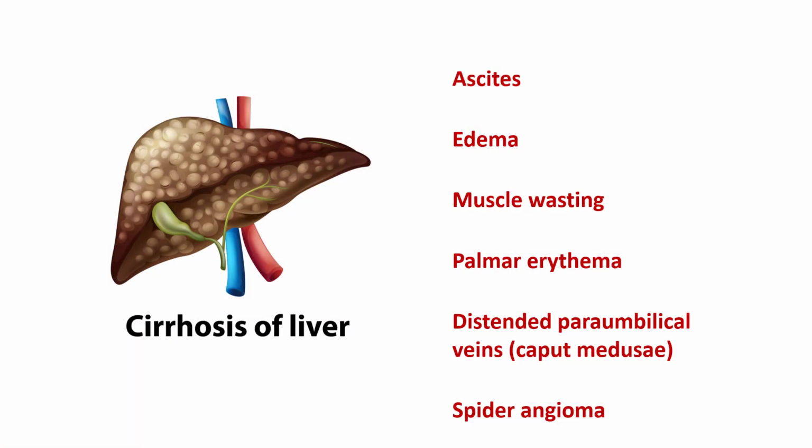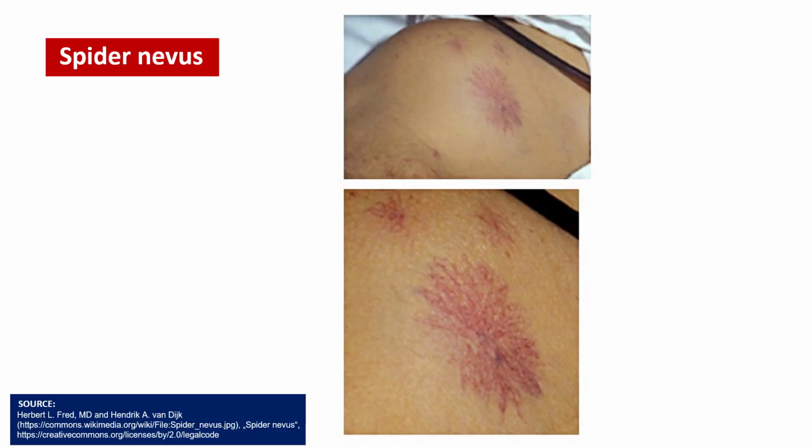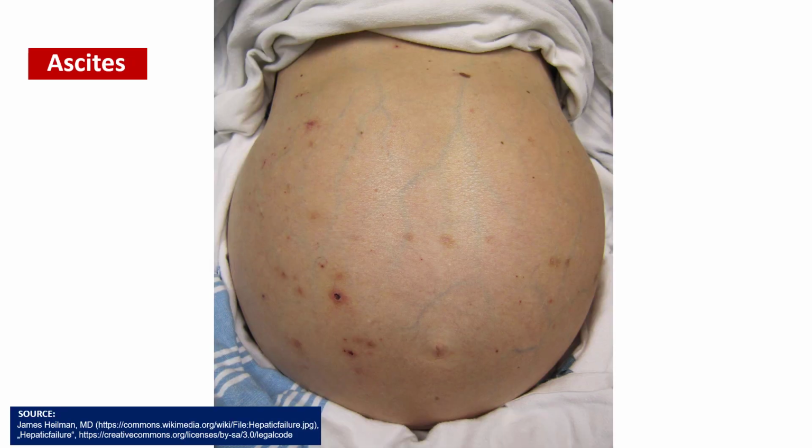Now, patients who already have cirrhosis, most of the time they will already know that they have it. Plus, you will see the typical symptoms of cirrhosis like ascites, edema, muscle wasting, pulmonary edema, distended paraumbilical veins, spider angioma. So it should be quite obvious that the patient has cirrhosis.